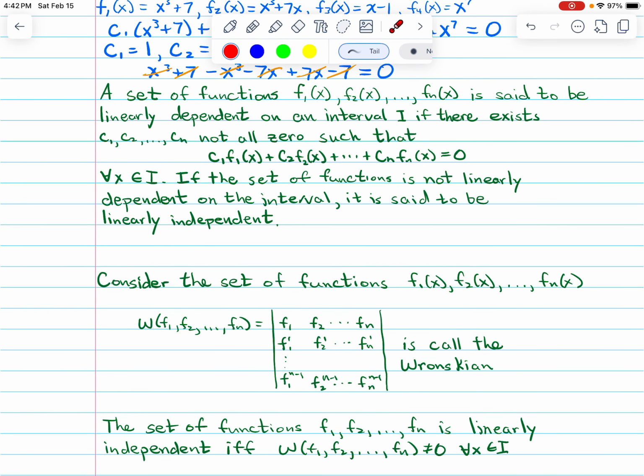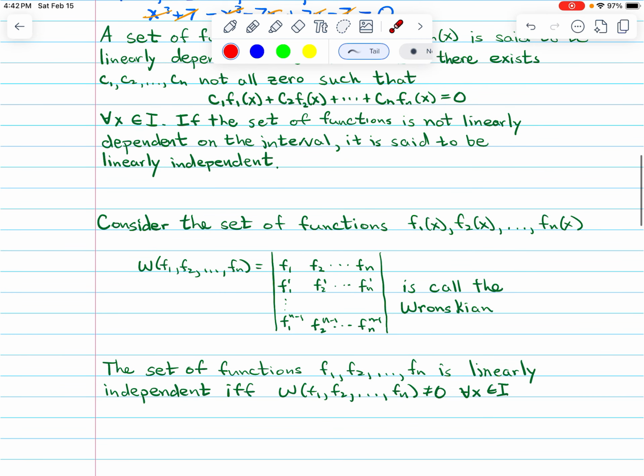Now, we're going to need a way to determine if a set of functions is linearly independent or not. And what we're going to use is called the Wronskian. So we've got the Wronskian, here it is. And it's a determinant. So we take these functions. For example, we want to determine if this set of functions is dependent or not.